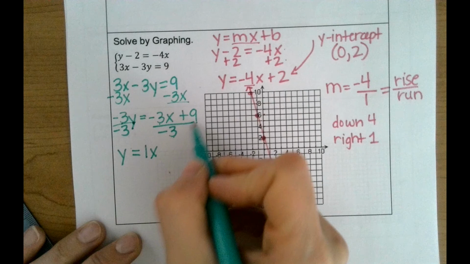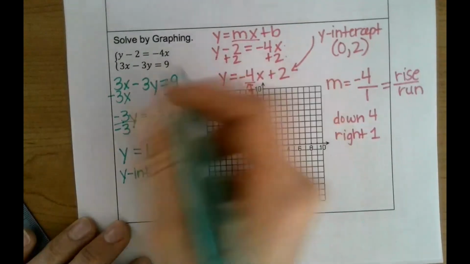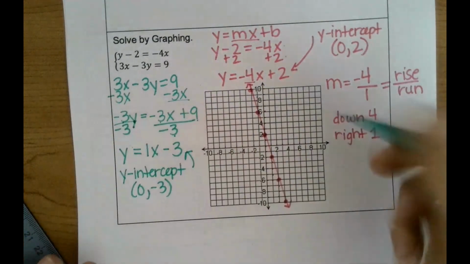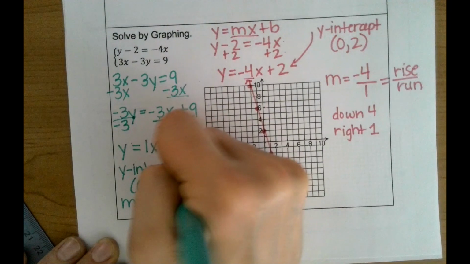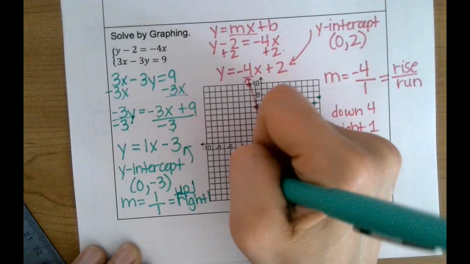Now I can graph it. My y-intercept is my b value, which is 0, negative 3. So put a point on the y-axis at 0, negative 3. My slope is 1, so I'm going to go up 1, right 1. Connect my points.